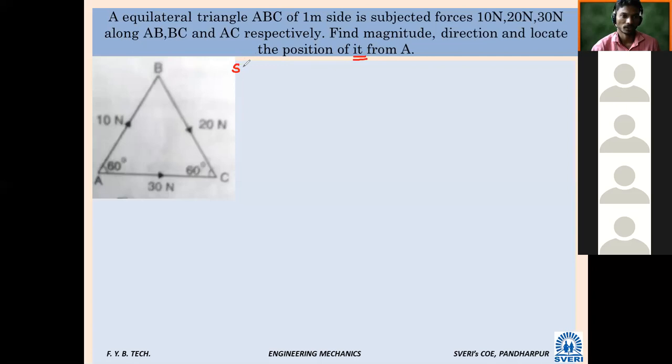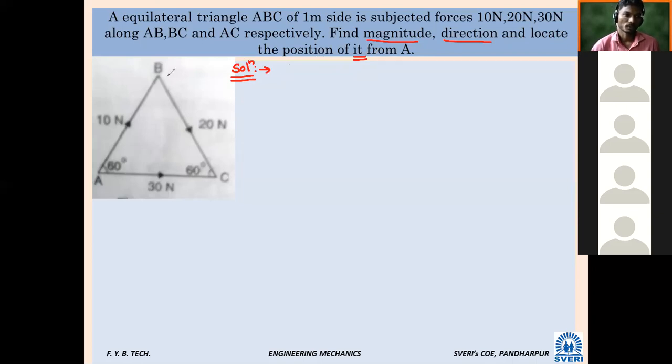Okay, so here we will start this problem. How many forces are there in this system? Three. I request everybody to give utmost attention. This is the last type of problem from this chapter, a little lengthy. Three things we have to find. One is magnitude, no issue. Direction, no issue. Only locating the position is a different thing we have to find.